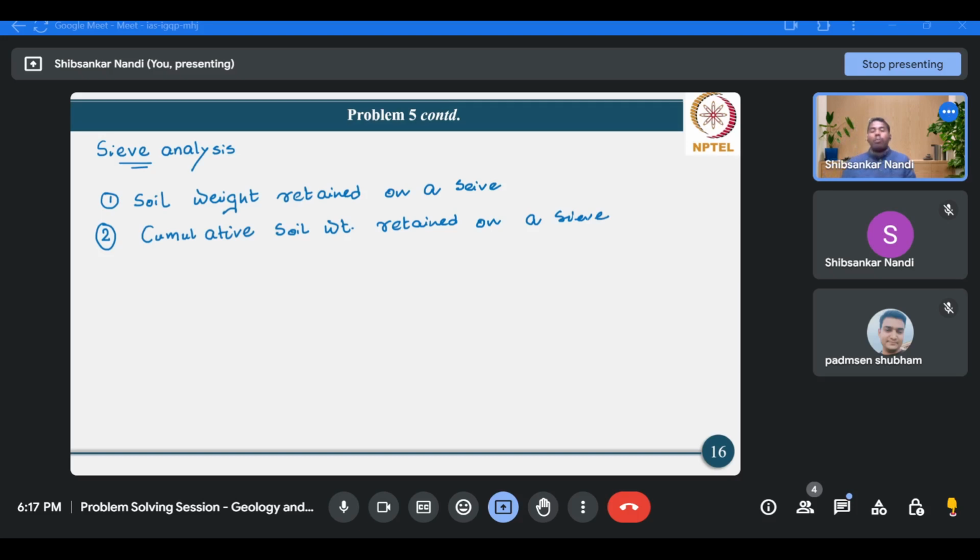Now how can we calculate this? By adding the soils which are retained on the coarser sieves. That will give you the cumulative soil weight retained on that sieve. We'll see that while solving the problems. Then next we'll calculate the percentage finer for a sieve size.